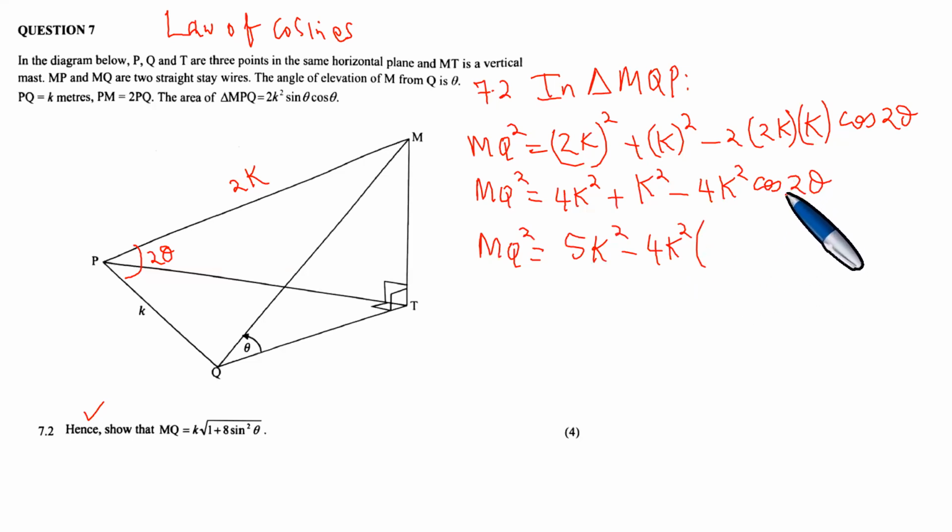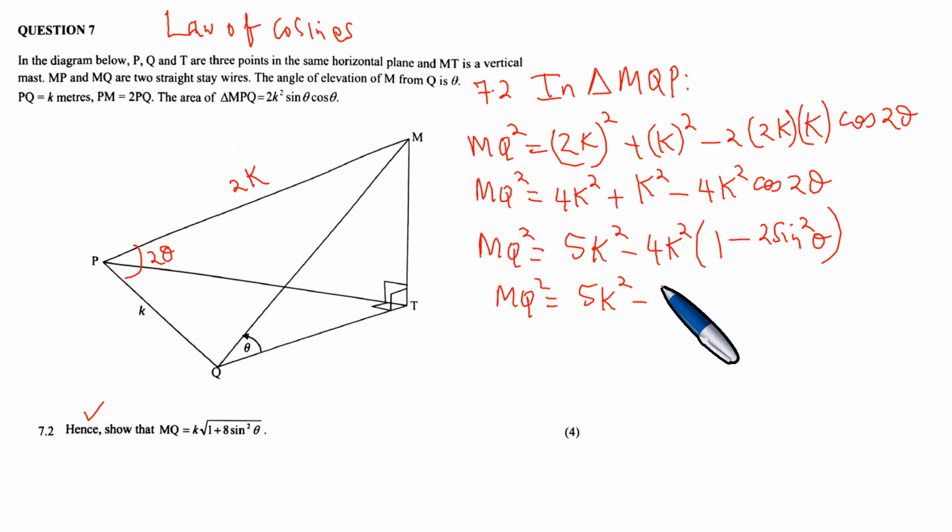The double angle formula for cosine 2 theta: we want to get the sine from the cosine, so we're going to use 1 minus 2 sine squared theta. From which we have MQ squared is equal to 5k squared minus 4k squared. You multiply these two, negative by negative is plus, 4 times 2 is 8k squared sine squared of theta.